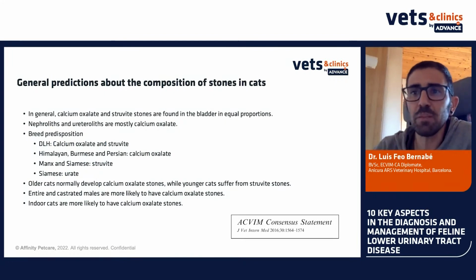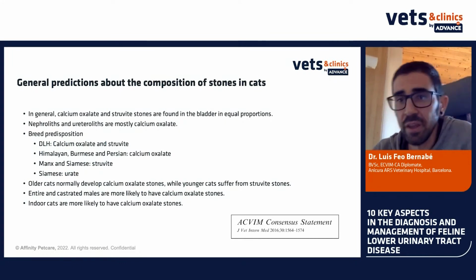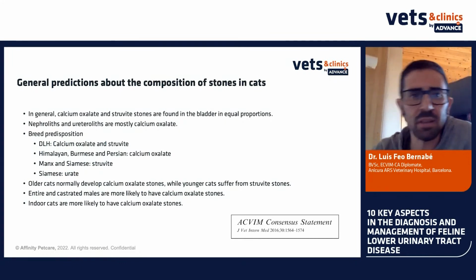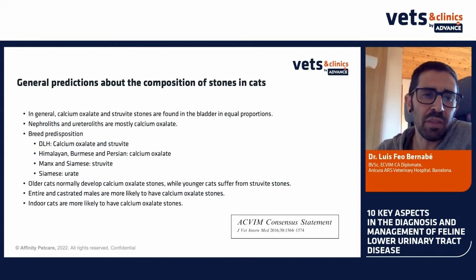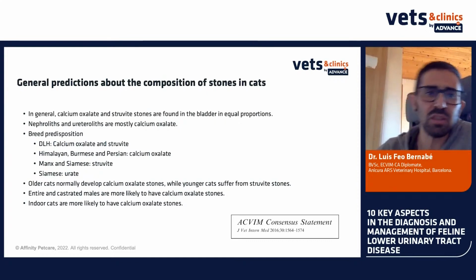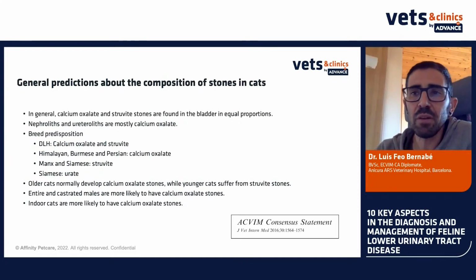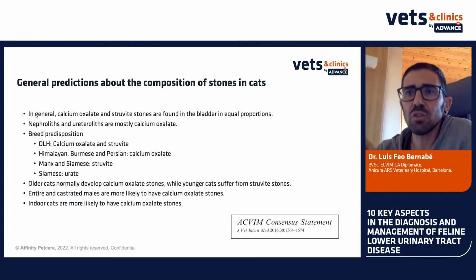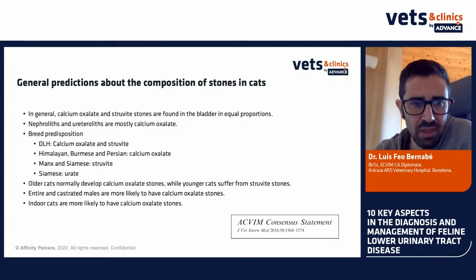There are also some breed predispositions. We know that domestic long hair can have calcium oxalate and struvite. Himalayans, Burmese, and Persians tend to have calcium oxalate, and there are other breeds like Siamese, where you can see more urate. However, these breeds can have other stones, so it's important to remember that it's not exclusively affected by these predisposition factors.